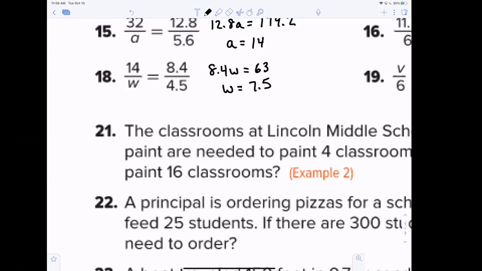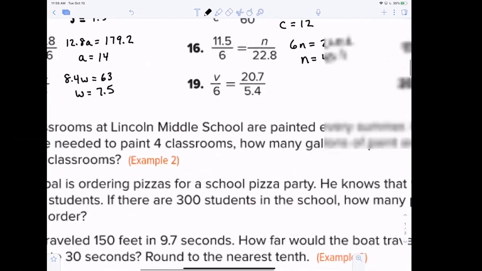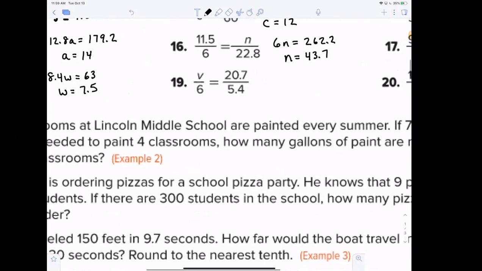Everybody still happy? Mm-hmm. Luke, are you writing all this down? I mean it. 19, go. I got 5.4b. Thank you very much. And then 20.7 times... Yep. What is that? And now 124.2. Yes. And then we divide by 5.4. And that's 23. So b equals 23. Thank you. b equals 23. Everybody good?